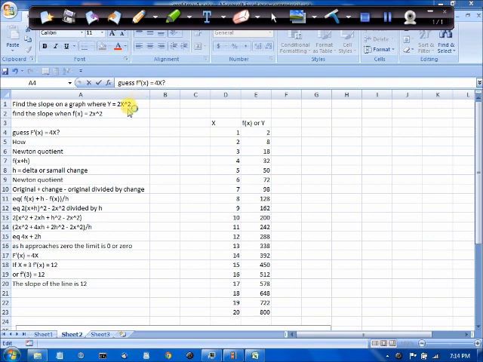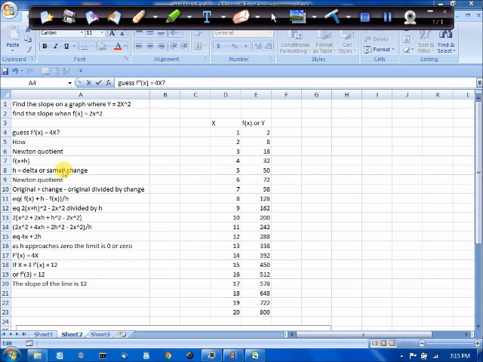So let's take another example and find the slope of a graph where y equals 2x raised to the second power. And we know that we can just multiply 2 by 2 and make it 4 and take 1 away from the exponent, and it's 4x. We know that. We can do that. But why not just go through one simple example?